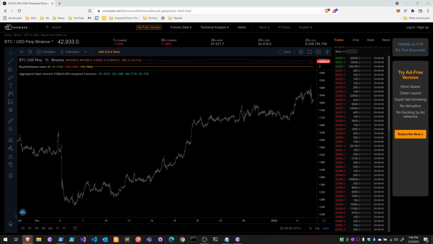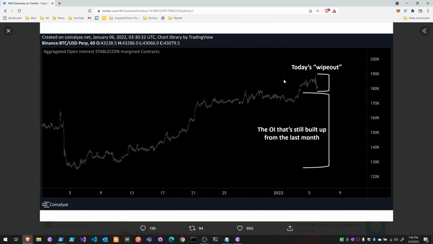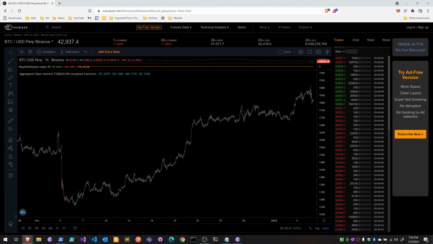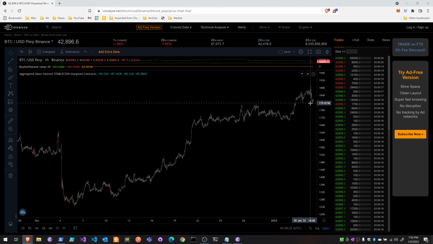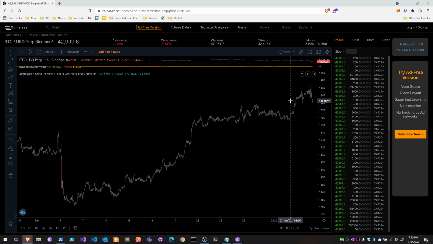And what Will was saying in his tweet, he annotates his graph. He says, today's wipeout, the open interest that's still built up from the last month. So what he's basically saying is after this crash, these people said, I don't care, let's go back in. This is what he's talking about. The open interest built up all last month, jumped up a little further, and this baby little correction that got flushed out resulted in the dip that we saw today. What he's trying to say is, look, people, what happens when all of this gets flushed out?